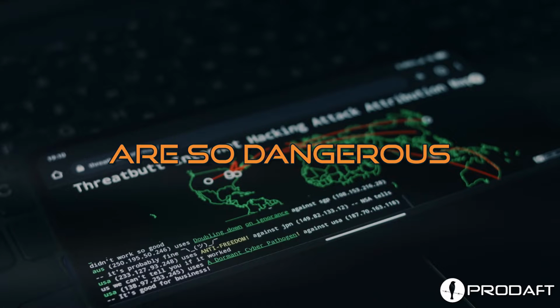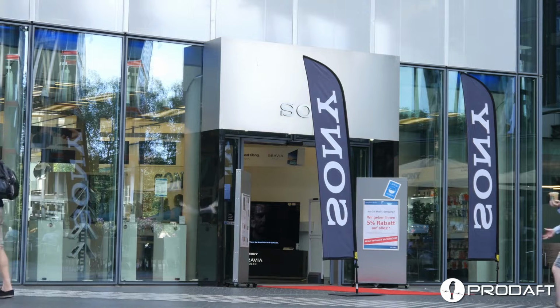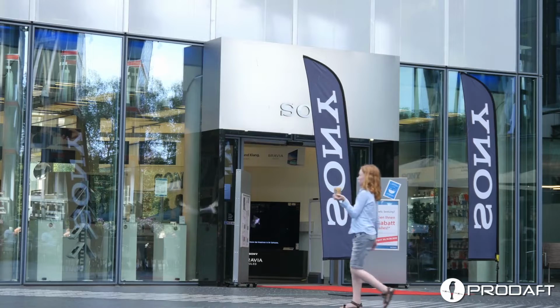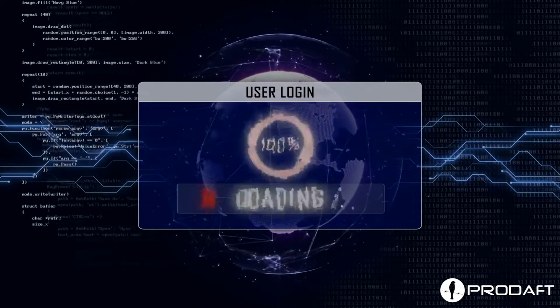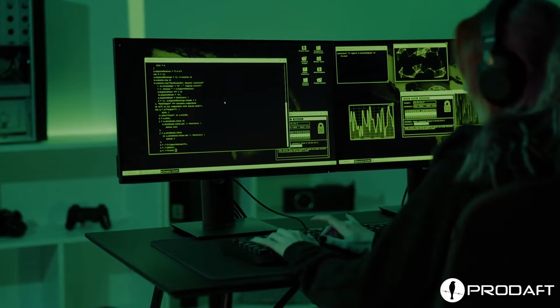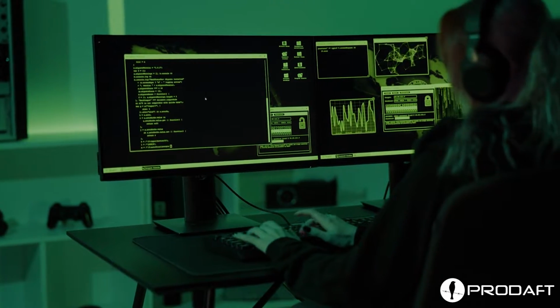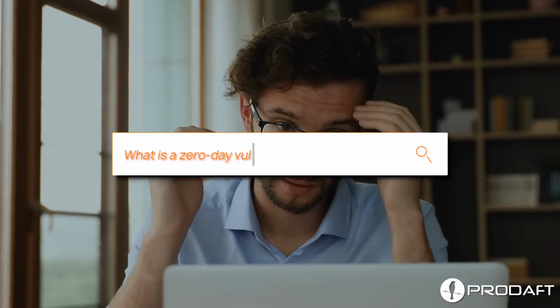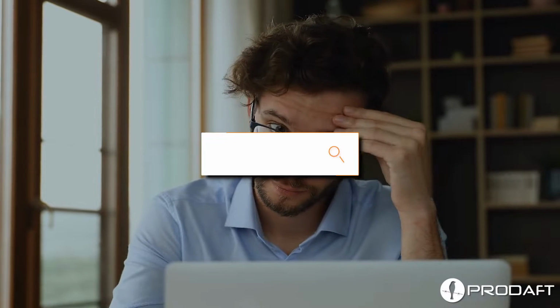Zero-day vulnerabilities are so dangerous, they brought a company like Sony to heel. 55 zero-day vulnerabilities were exploited in 2022. 1 year prior, that number was 81. But what are they exactly, and what's the difference between the two?